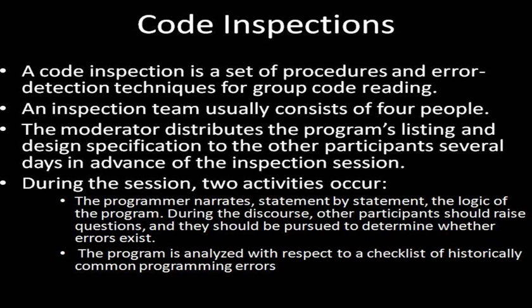A code inspection is a set of procedures and error detection techniques for group code reading. Most discussions of code inspections focus on the procedures, forms to be filled out, and so on. Here, after a short summary of the general procedure, we will focus on the actual error detection techniques. An inspection team usually consists of 4 people. One of the 4 people plays the role of moderator.